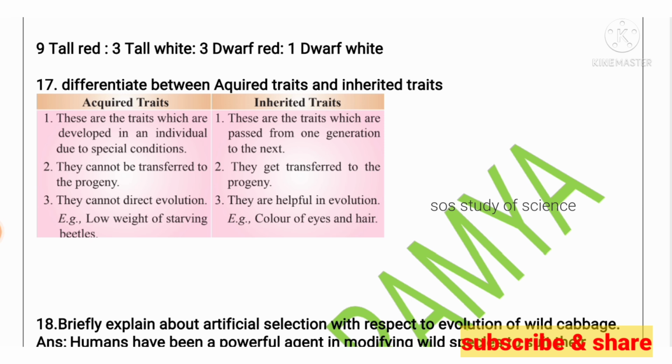But when we talk about inherited traits, these are the traits which are passed from one generation to another, from parents to you to your progeny. Acquired traits cannot direct evolution, but inherited traits can show the evolutionary changes from one generation to another. Examples for acquired traits are building body muscles or hair color. For inherited traits, we can take free earlobe, attached earlobe, color of eyes, and shape of the foot. All these things are examples of inherited traits.